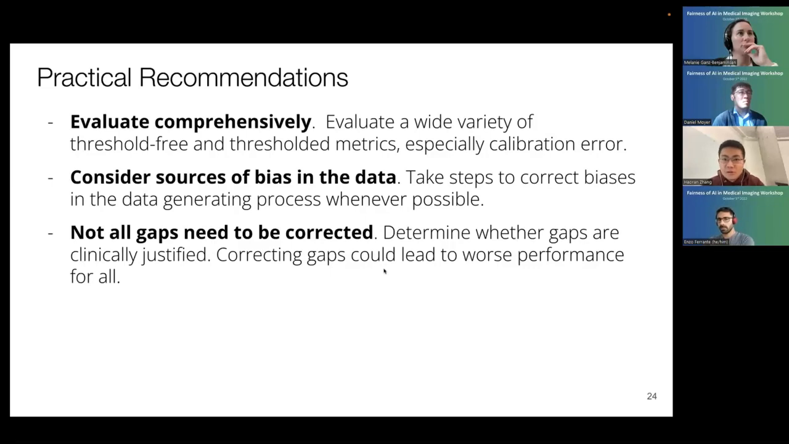And third, not all gaps need to be corrected. The important thing is you have to have some clinical knowledge to determine whether a gap is clinically justified. In the case of age, for example, maybe the task is harder for older populations. You have more comorbidities, the X-ray is more noisy, or something. You would expect to have lower performance for those populations. Correcting those gaps will just lead to worse performance for everyone. You're not going to get a better model by correcting the gaps.